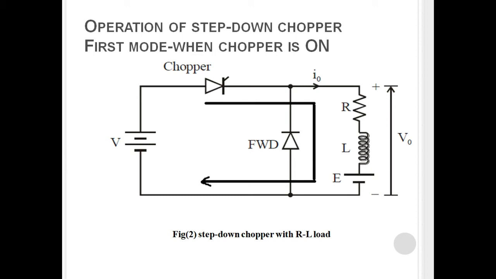The current flows in this direction, and this inductor gets energized by the supply voltage Vs. The polarity across the inductor is positive here, negative here, and the output voltage across the load, V output, is equal to the supply voltage Vs.